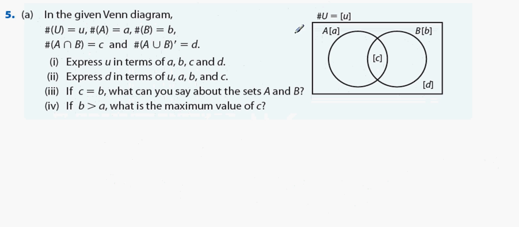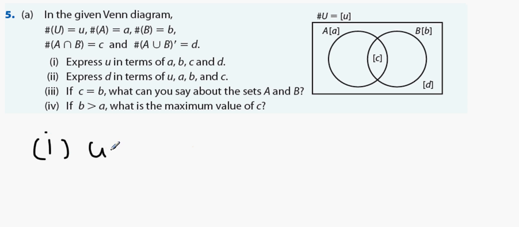Next one. In the given Venn diagram, the cardinal number of U, everything inside U, is small u, everything inside of A is small a, everything inside of B is small b. A intersection B is C, and everything outside of A union B, or A union B complement, is D. Express U in terms of A, B, C, and D.